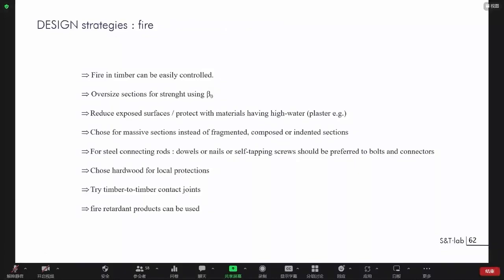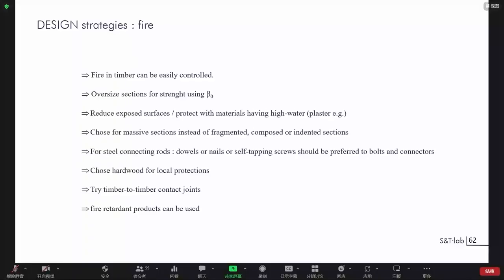So what could be the summary of the design strategy against fire? Fire in timber can be easily controlled. You can oversize the section using this beta coefficient that I showed just before. You have to reduce the exposed surface or choose the most massive section, and you can protect this timber with a material having a high water content, such as lime, for instance. If you have steel connecting rods, you have to choose the least massive steel elements since they are conducting heat into it.